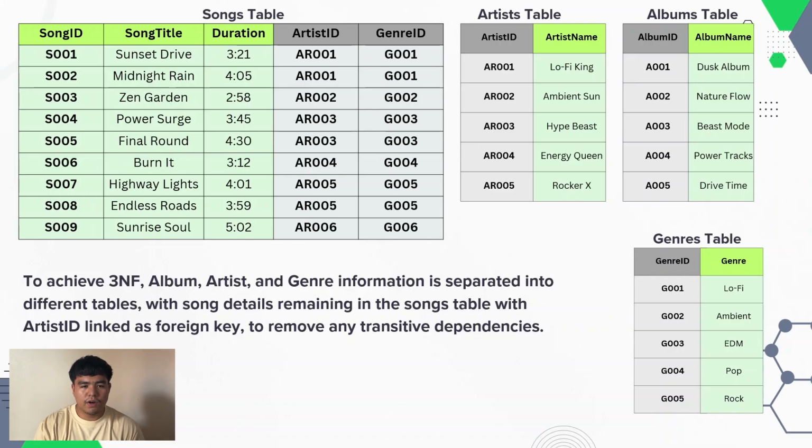Meanwhile, the artist table stores artist ID and artist name. The albums table stores album ID and album name. And lastly, the genre table stores genre ID and genre name. By doing this, we eliminate the transitive dependencies. Songs are directly linked to their artist and genre using IDs, ensuring the design is cleaner and free from anomalies.